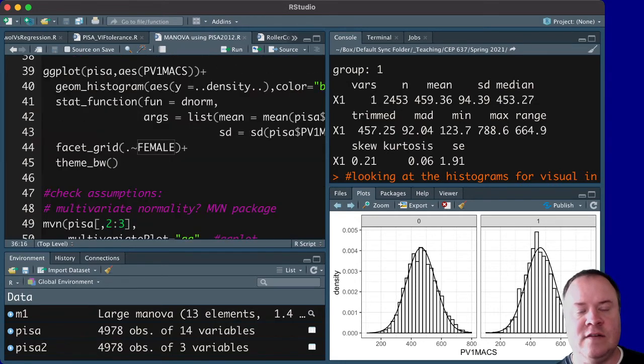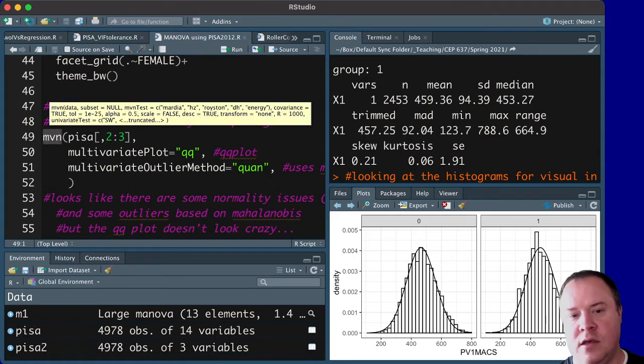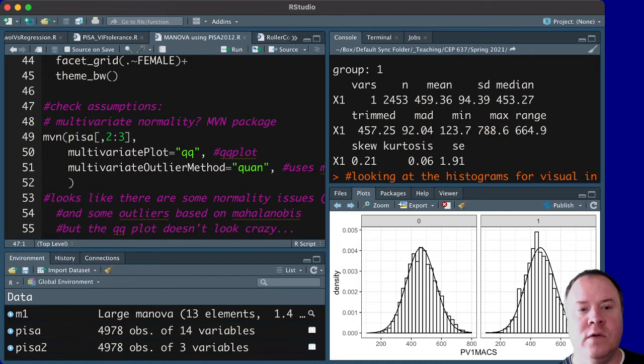So the next thing we want to check for is multivariate normality. The first thing we can use is this MVN function, and it stands for multivariate normality. We can't use the dollar symbol with this function for some reason. It does not allow that. So you need to call the column numbers that are associated with the algebra and geometry subscores. In this case, those are columns 2 and 3.